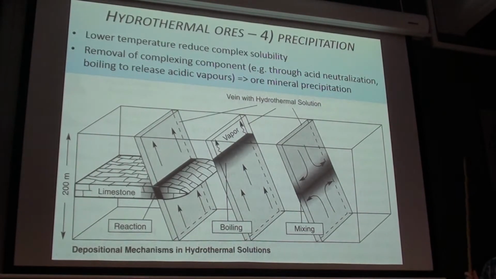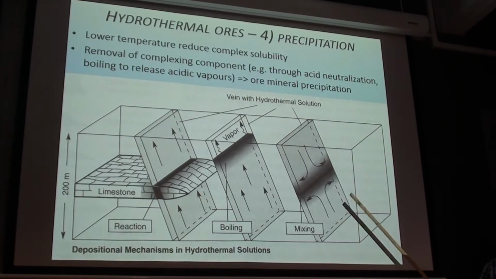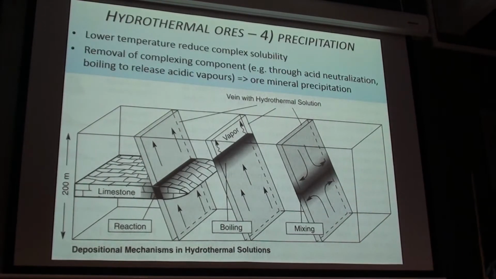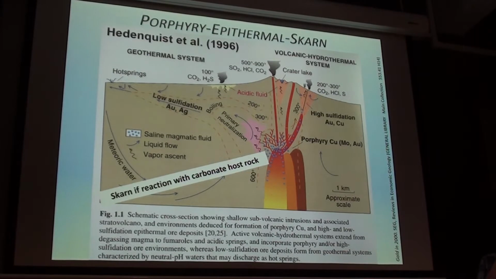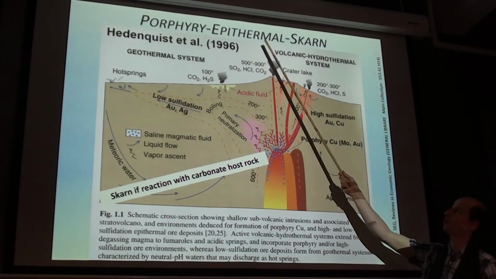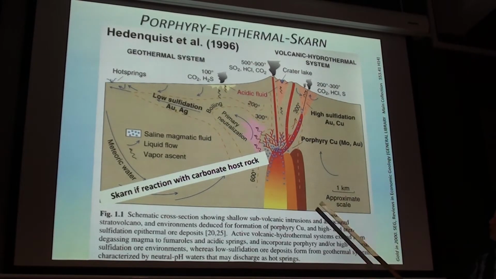Or else the last is by mixing hotter acidic water with cooler, more neutral waters. Again, we have the process of ore precipitation through the breaking of chemical complexes. And so we can form a variety of deposits. There's kind of a spectrum from porphyry to epithermal to skarns.